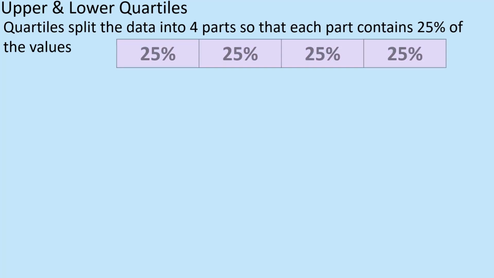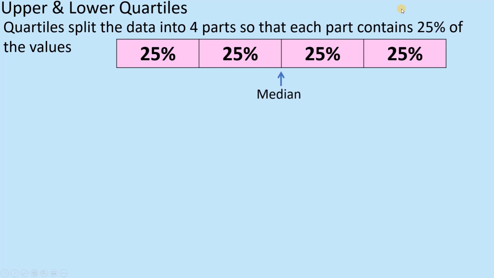The median would be the middle value, and when we're talking about upper and lower quartiles, it's the idea of splitting it up into quarters. So let's have a look at what I mean by that. If you imagine a set of data split up into quarters, it's going to be represented like this. You've got 25% there, 25% there, 25% there, 25% there. So you've got 4 lots of 25, all adding to 100%.